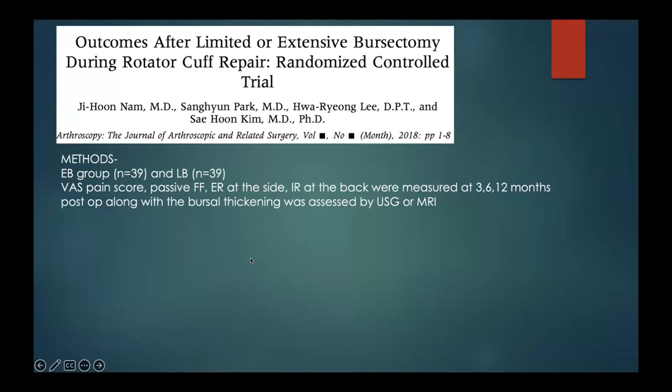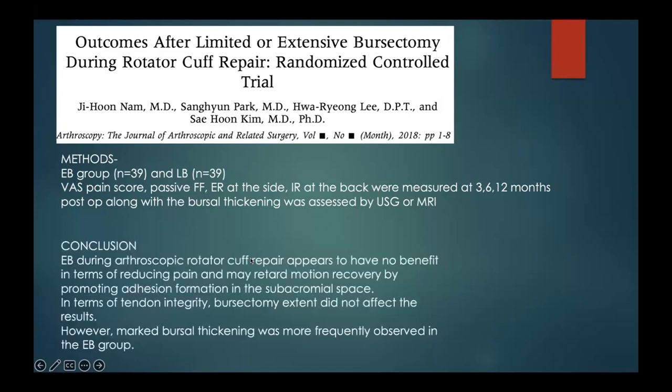In both the groups, 39 people were equally distributed. The VAS pain score, passive forward flexion, external rotation at the side, and internal rotation at the back were measured at 3, 6, and 12 months post-op, along with the bursal thickening, which was assessed by USG or MRI.